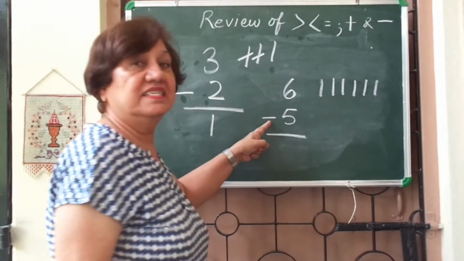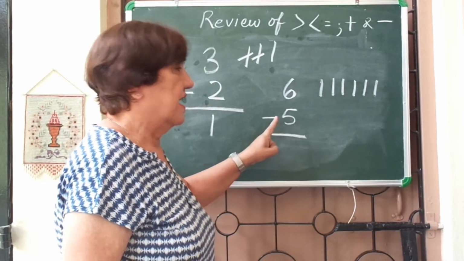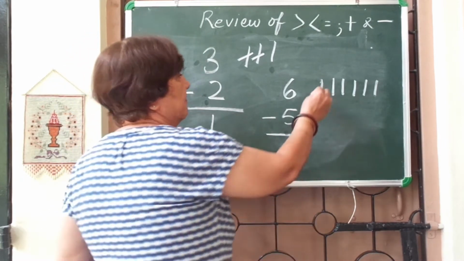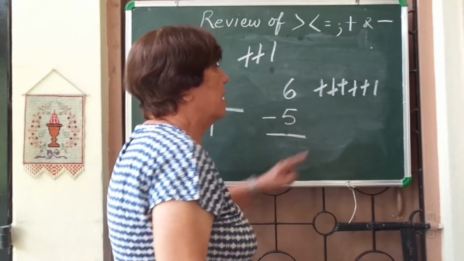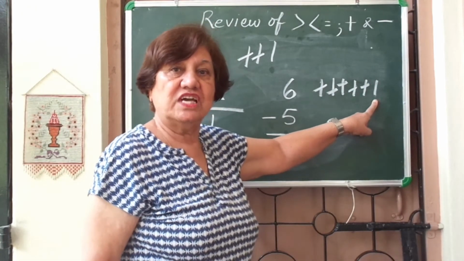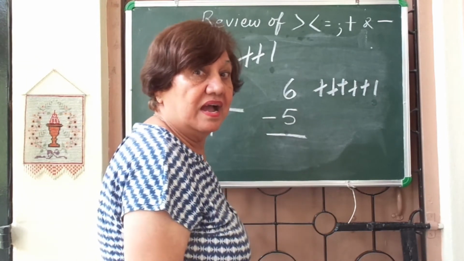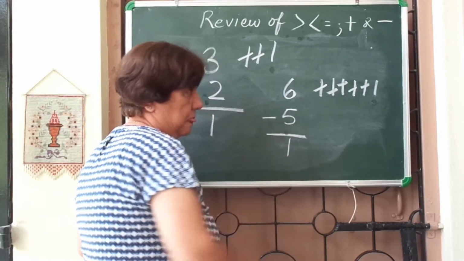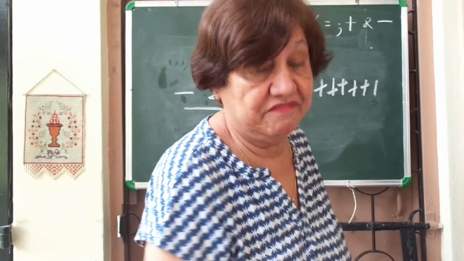Now what sign is this? Can you tell me? What sign is it? Minus. Yes. And how many will I minus? The 5. So let's cut 5. 1, 2, 3, 4, 5. Now how many lines are left? Just 1. Yes. And where will I write 1? I will write it under 5. Okay? Now, so you've understood minus, we've revised it.